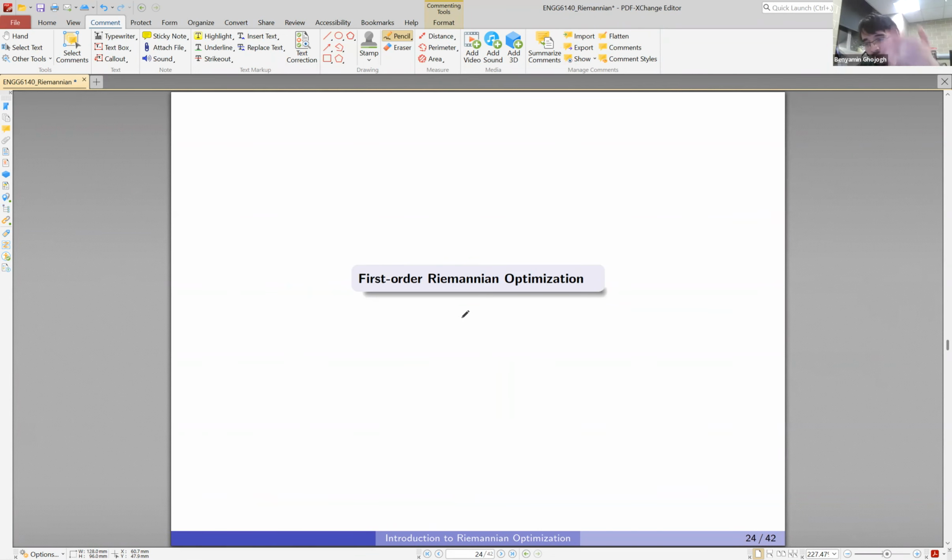Now we have talked about the concepts. Let's start briefly talking about Riemannian optimization. Whatever we had in Euclidean optimization, we usually had first order or second order Euclidean optimization. We can extend, generalize those to have first order and second order Riemannian optimization, simply because Euclidean space is a special case of Riemannian space, right?